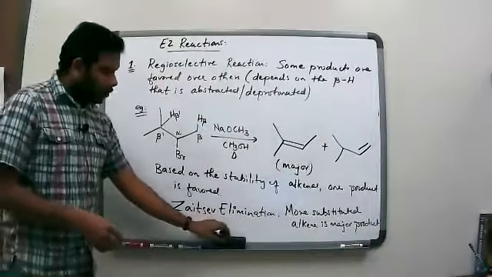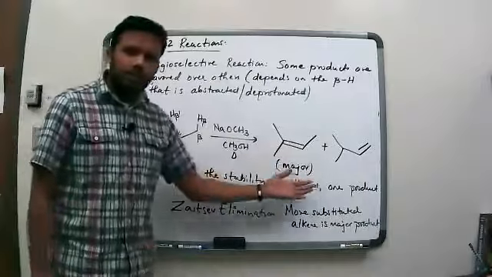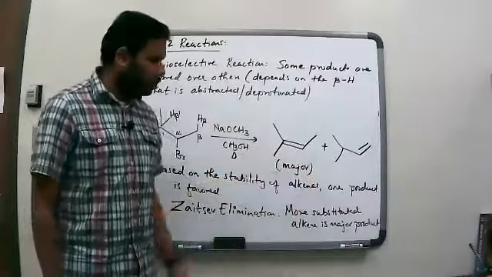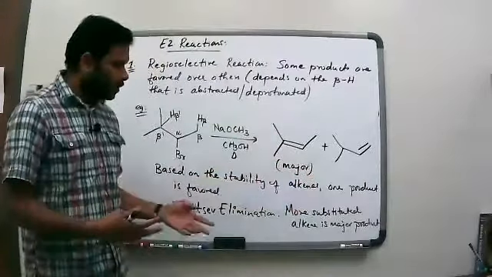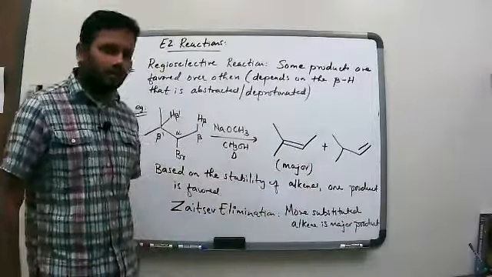And this is what happens in E2 reactions, because the more substituted alkene is the major product. Like, you know, that is more stable. The more substituted alkene is more stable. And so that tends to be the major product.